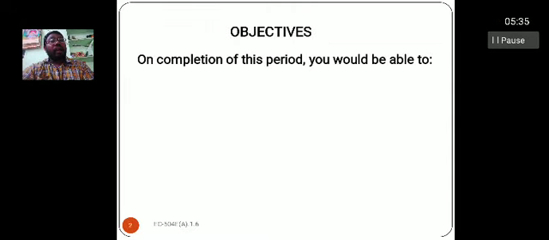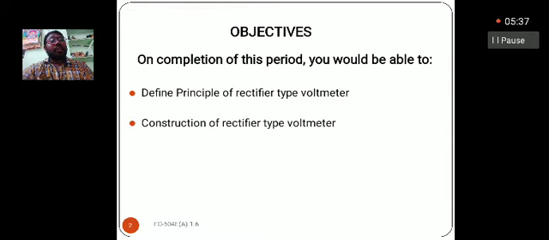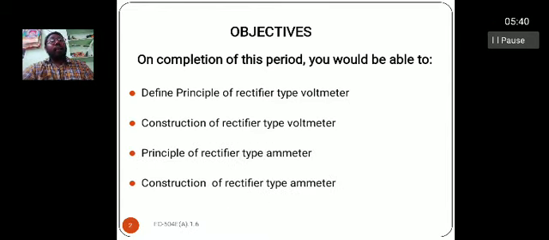Now, the main objectives or main content of this presentation: after completion of this presentation, we are going to know the principle of the rectifier type voltmeter, what principle the rectifier type voltmeter follows, and the construction of the rectifier type voltmeter, how we modify the general voltmeter into the rectifier type voltmeter. What is the construction procedure of the rectifier type voltmeter?